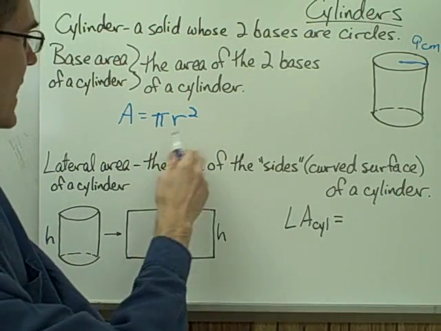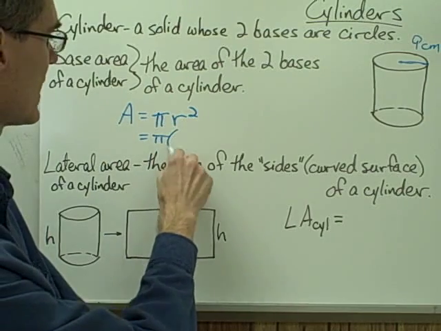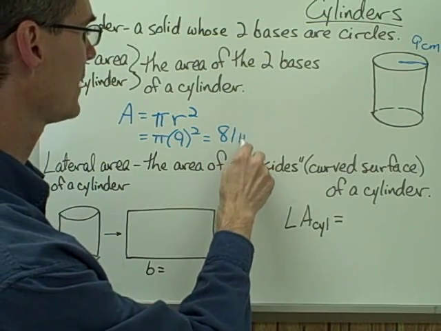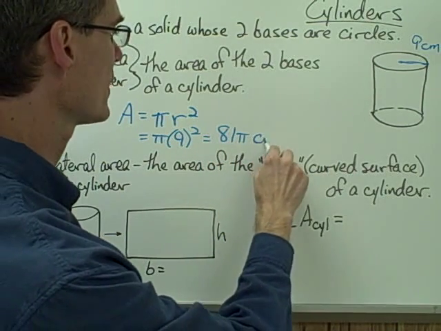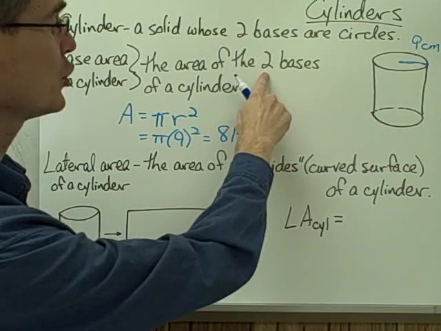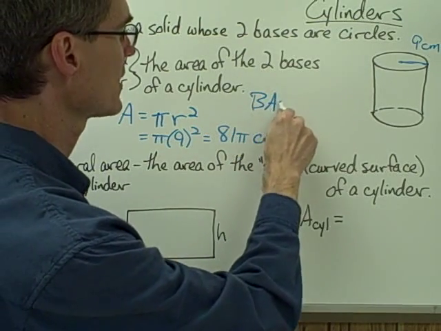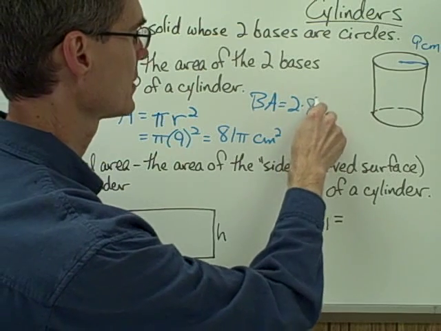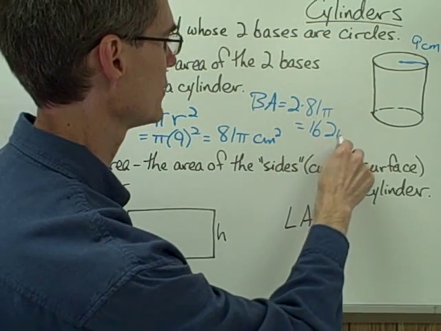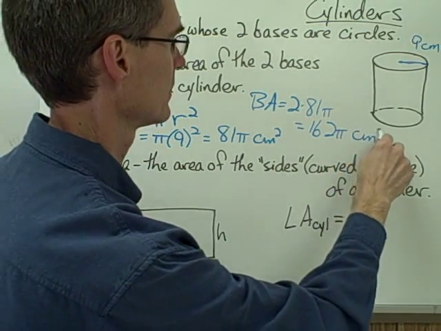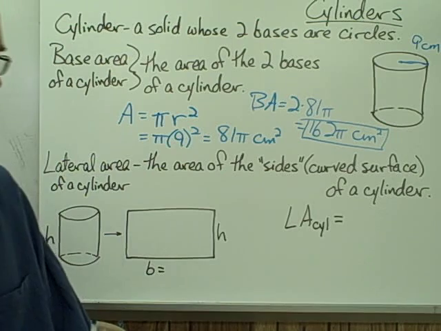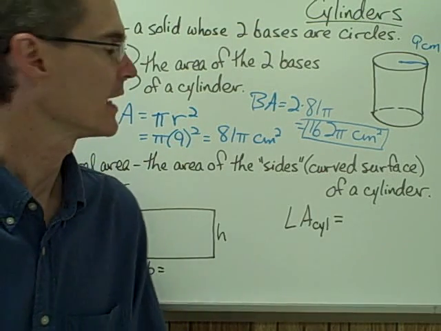So once I know the radius, I can calculate the area, pi times 9 squared. That gives me 81 pi. This will be square centimeters. But I also have to remember that the base area of a cylinder is the area of the two bases, which means that the base area is going to be 2 times 81 pi, which equals 162 pi square centimeters.